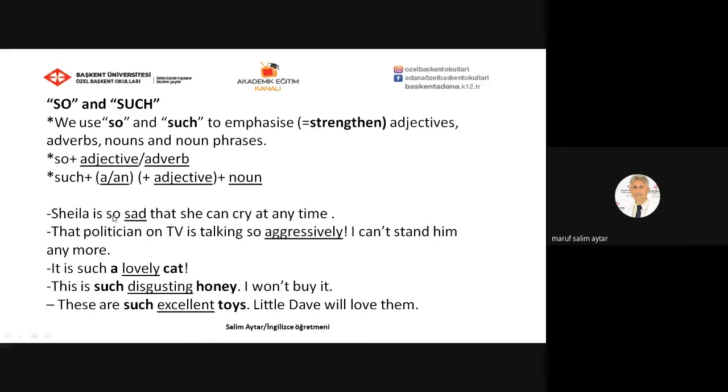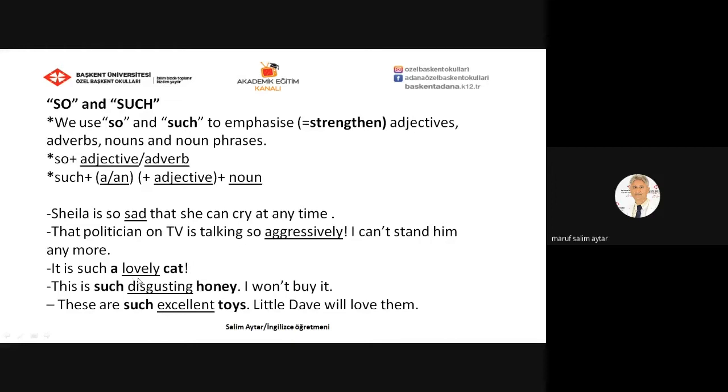Sheila is so sad. See, so takes an adjective here. Sheila is so sad that she can cry at any time. The second example says that politician on TV is talking so aggressively. This time after so, we have an adverb. I can't stand him anymore because he's talking so aggressively.